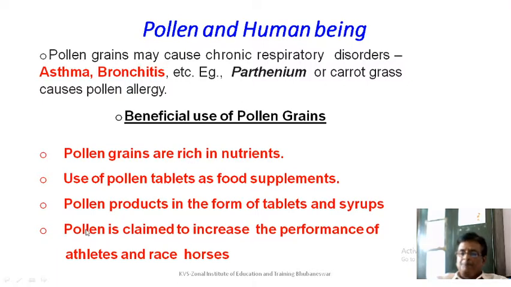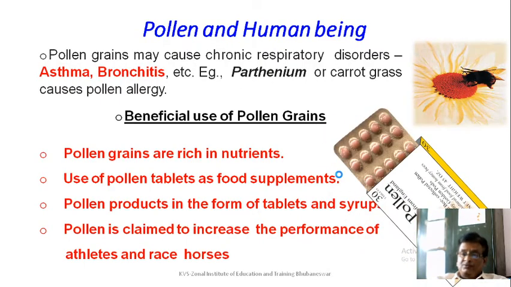Whenever it comes to the beneficial use of pollen grains, they are rich in nutrients. They can be used as food supplements, and pollen products in the form of tablets and syrup are available in the market. And the most important, they are claimed to increase the performance of athletes and racehorses. So it does have certain very interesting uses.